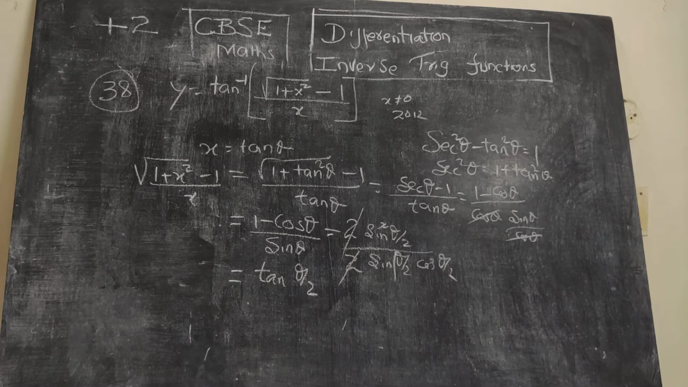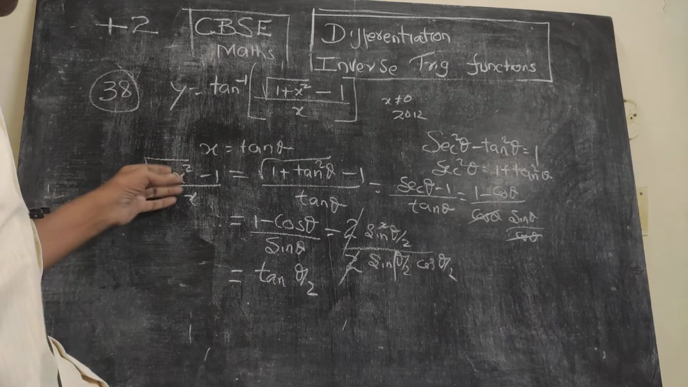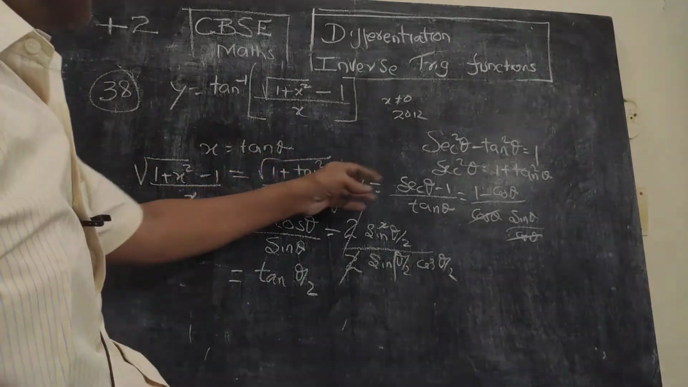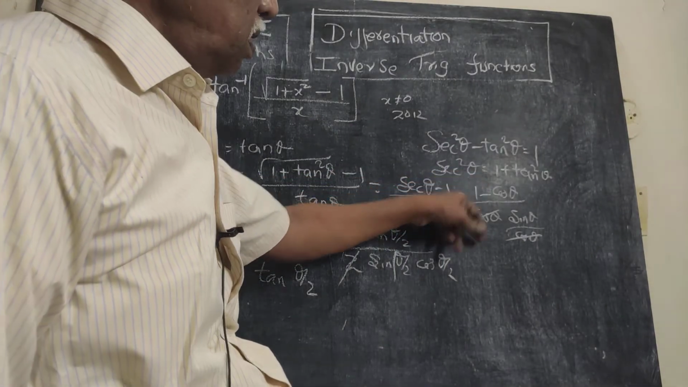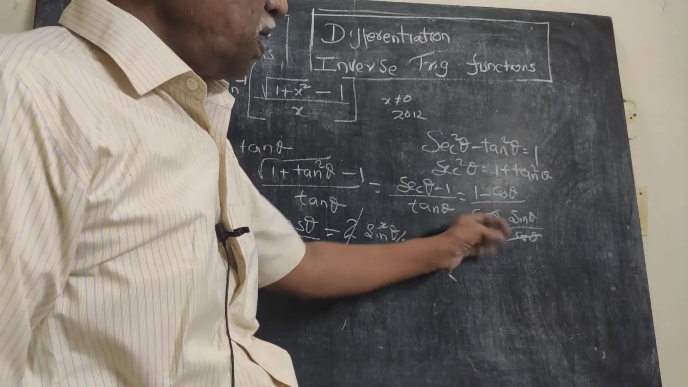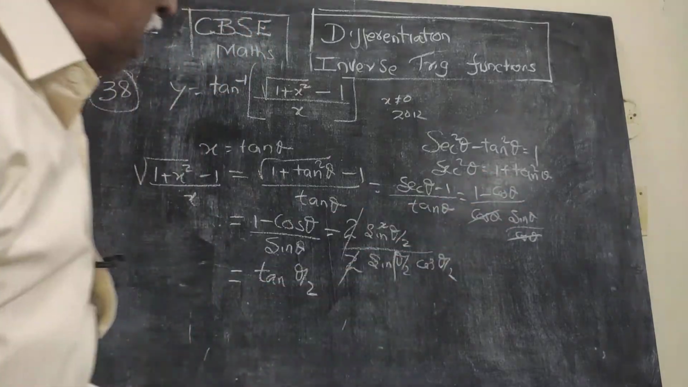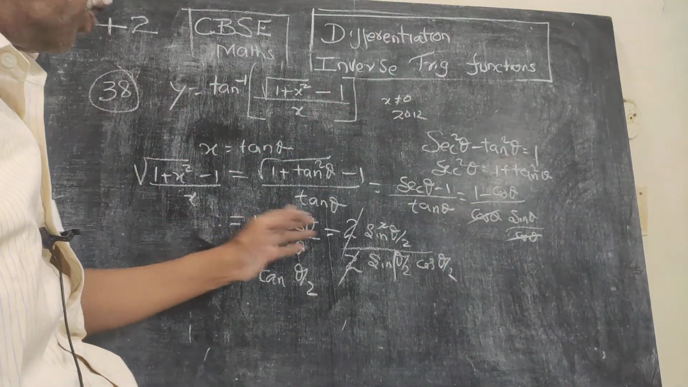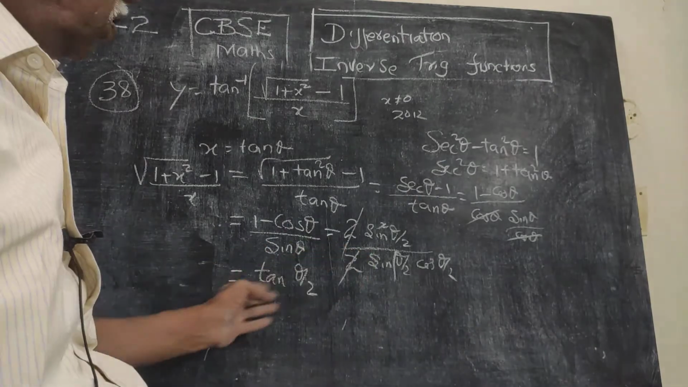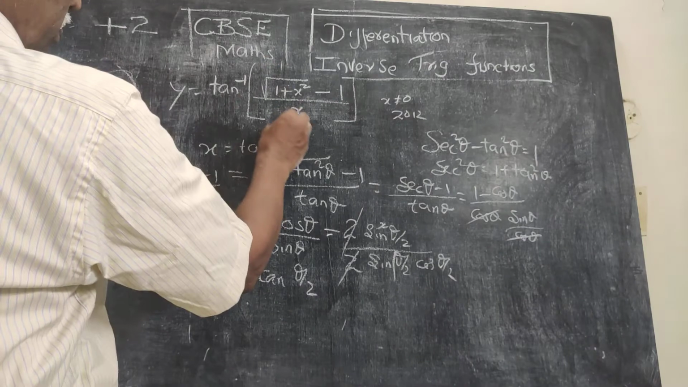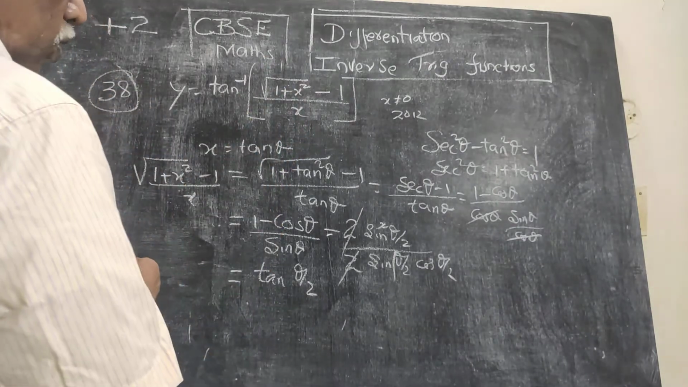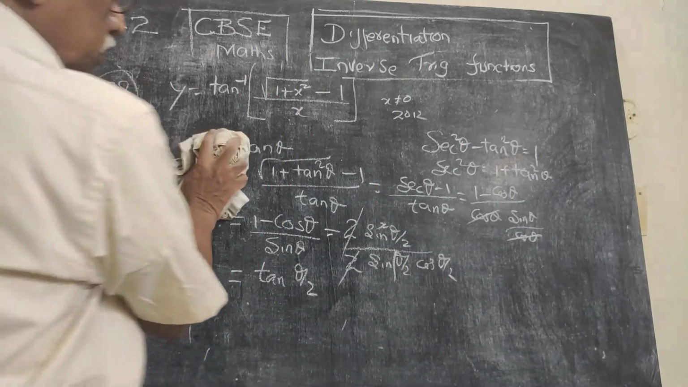You have to put x is equal to tan theta, and you must remember the identity secant square theta equal to 1 plus tan square theta, that's all. So this becomes root of secant theta minus 1 over tan theta, secant theta is nothing but 1 by cos theta, taking LCM 1 minus cos theta by cos theta, tan theta is sin by cos, get cancelled, 1 minus cos by sin. 1 minus cos theta, by the half angle formula we know 2 sin square theta by 2, and so tan theta by 2. So this part we have simplified as equal to tan theta by 2.